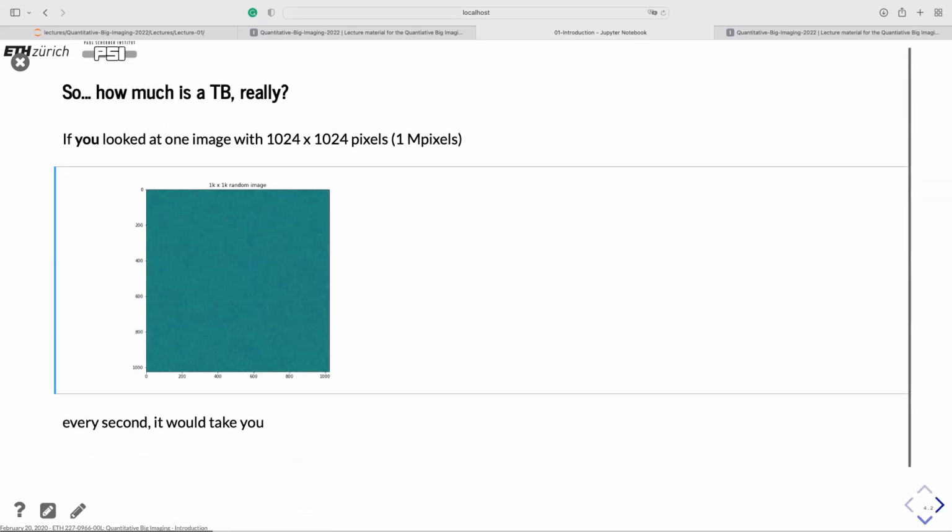So how much is a terabyte? Let's start. You have an image, 1K by 1K. That's 1 megapixel. I don't say how many bytes per pixel, but let's say it's an 8-bit image. So if you look at a 1K image every second, how long would it take you?